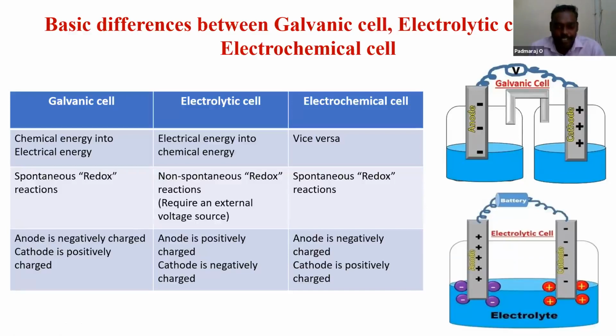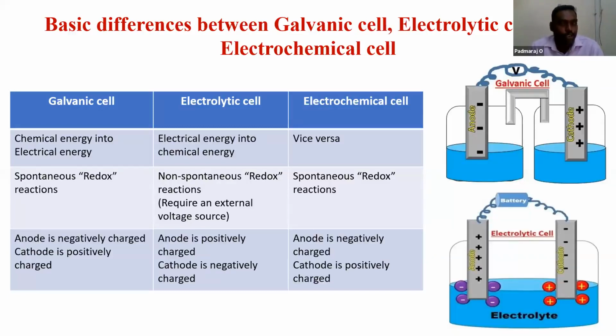Okay, a spontaneous redox reaction converts chemical energy into electrical energy, or electrical energy into chemical energy. That vice versa reaction happens in the electrochemical cell. In a galvanic cell, chemical energy converts into electrical energy, so a spontaneous reaction is there. But in an electrolytic cell there is no spontaneous redox reaction, so we have to apply some external source to do the reactions.